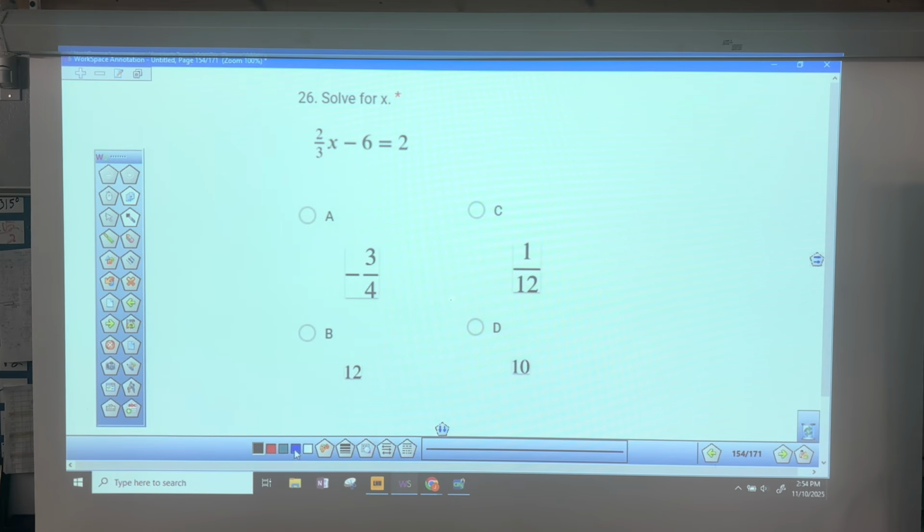A couple of ways to do this. The first thing I would like to do is add 6 to both sides. That would give us 2/3 x equals 8. And then I'd like to clear the fraction, so I'm going to multiply the whole thing by 3. So these 3's cancel out, and that leaves me with 2x. And then this is going to equal 3 times 8, which is 24.